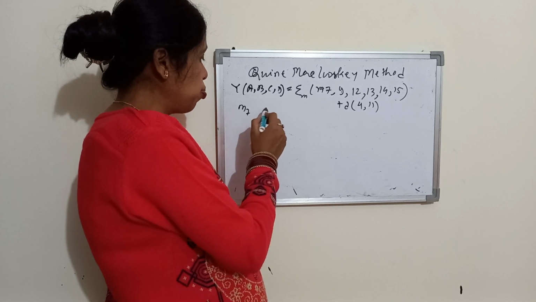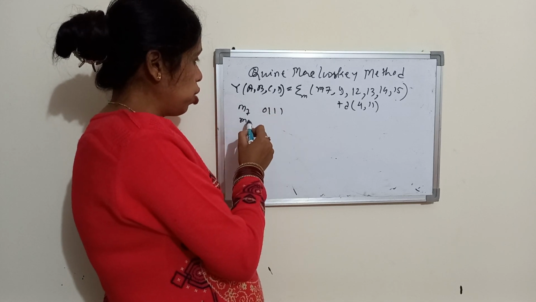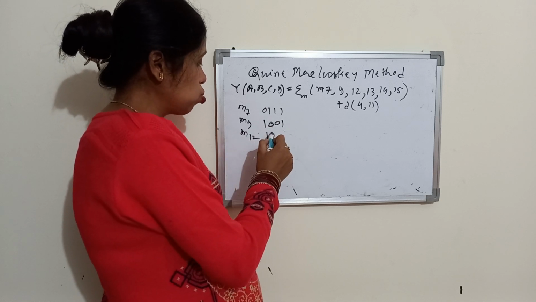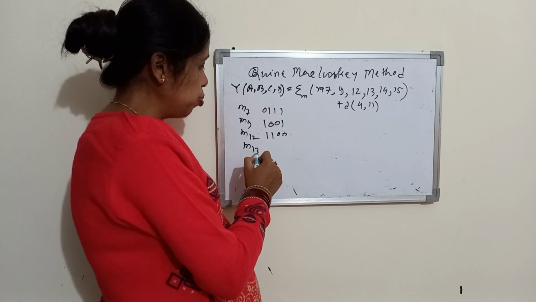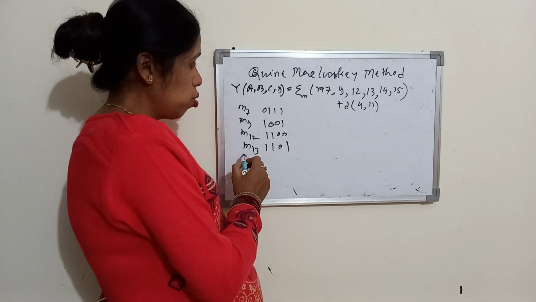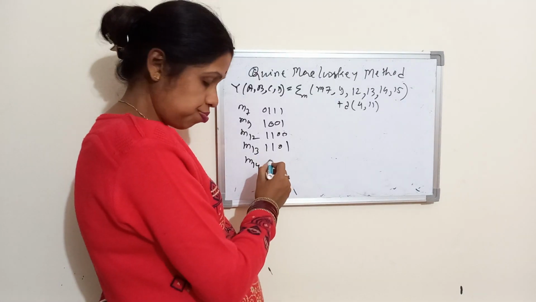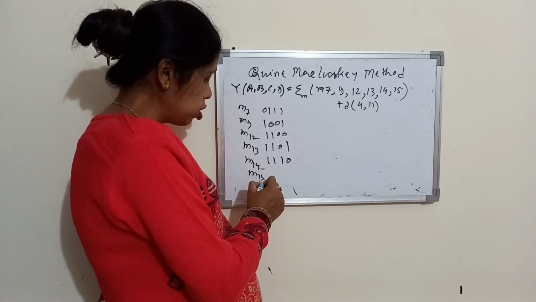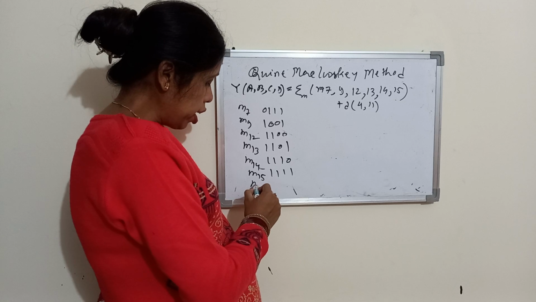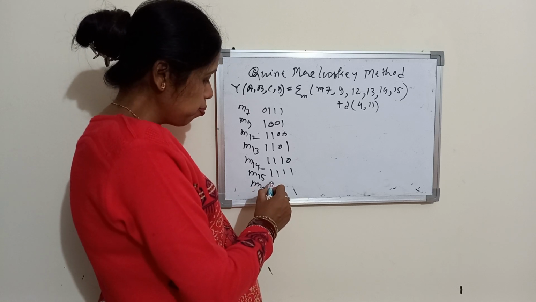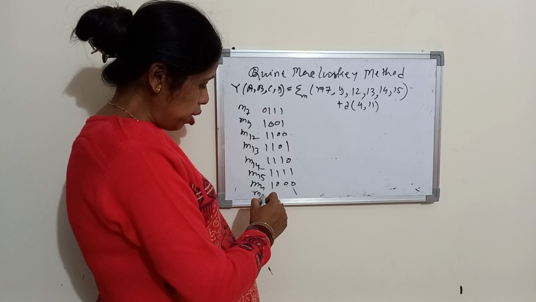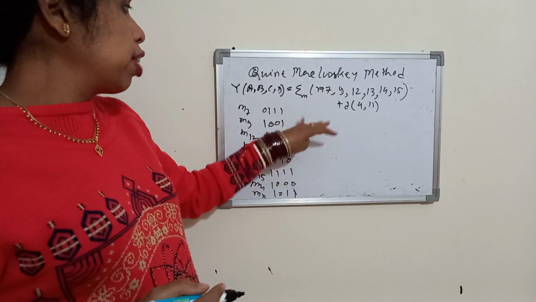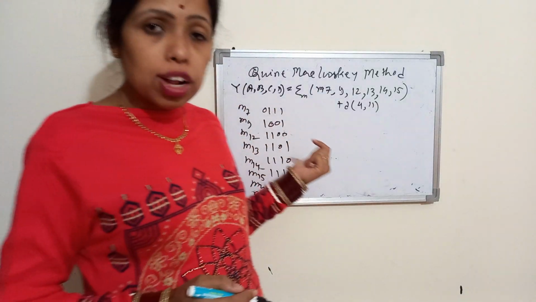So first I am writing all the min terms. 7 means 0 1 1 1. 9 means 1 0 0 1. 12 means 1 1 0 0. 13 means 1 1 0 1. 14 means 1 1 1 0. 15 means 1 1 1 1. Then the don't cares, which I am writing later: 4 means 0 1 0 0, and 11 means 1 0 1 1. This is the first procedure: whatever min terms are there, including don't cares, I have written the binary number of all of them.